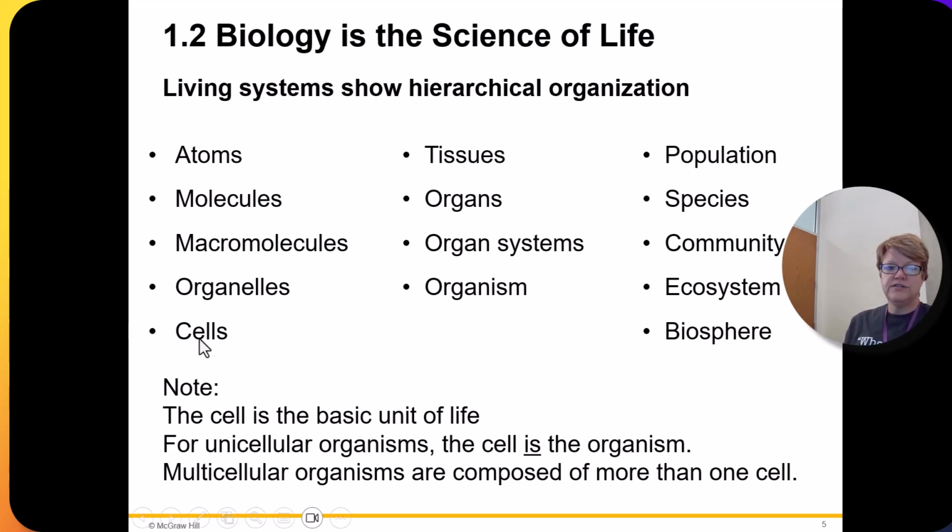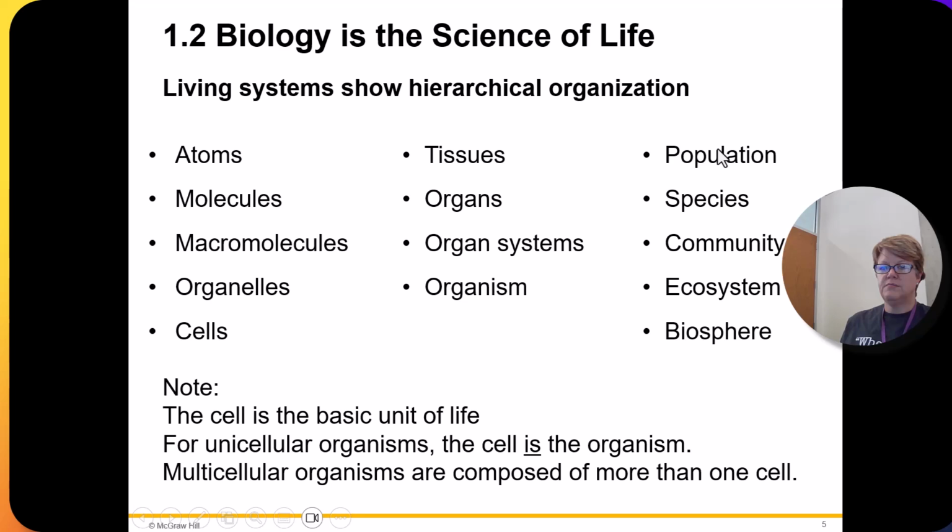However, you do need to know the rest of the hierarchy, the rest of the levels. Many cells of the same type working together and usually connected together make up a tissue. Several tissues of different types come together to make organs. Organs work together in an organ system. All the different organ systems make up one organism.